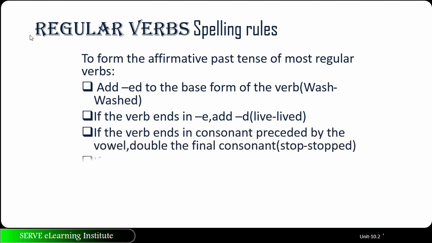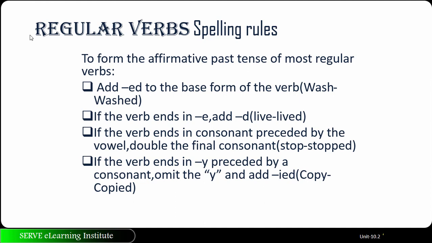To form the affirmative past tense of most regular verbs, number 1, if the verb is in this form, you have to follow this rule. Add ed to the base form of the verb. For example, wash, W-A-S-H. You have to add just ed: W-A-S-H-E-D. Number 2, if the verb ends in E, just add D to it. For example, live, L-I-V-E. You are going to add just D: L-I-V-E-D, lived.